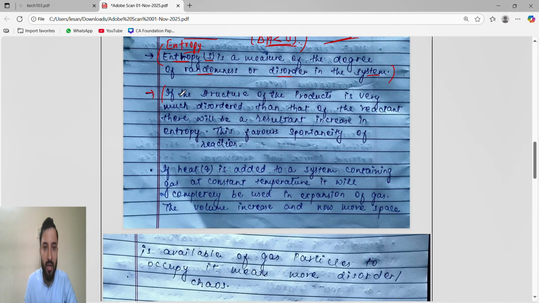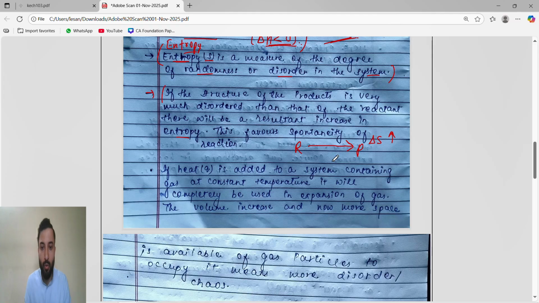See what they said. If the structure of the product is very much disordered than that of the reactant, there will be a resulting increase in entropy. Obviously guys, obviously. So bhaiya, see, this is reactant, this is product. If the product is very much disordered, what is happening? From reactant we are going to product. Product is very much disordered, meaning there is an increase in entropy.